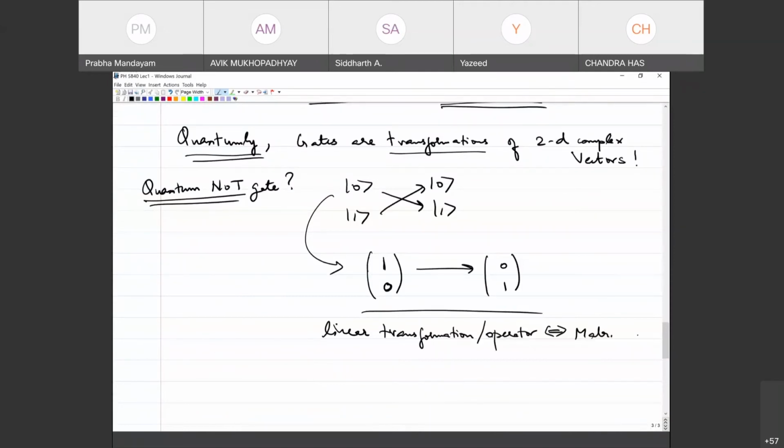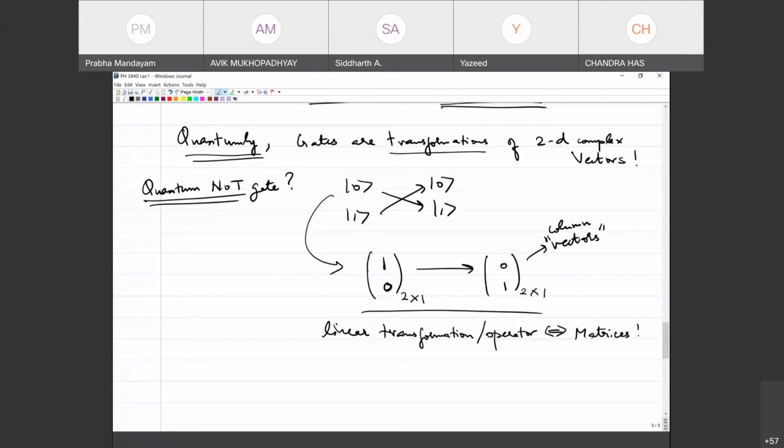And to be precise, I have to transform a 2 cross 1 matrix into another 2 cross 1 matrix. So note that I will call these vectors in my language, because essentially they just have one column, right? So I will call them vectors or column vectors, but in effect, they are 2 cross 1 matrices, right, in this matrix notation.